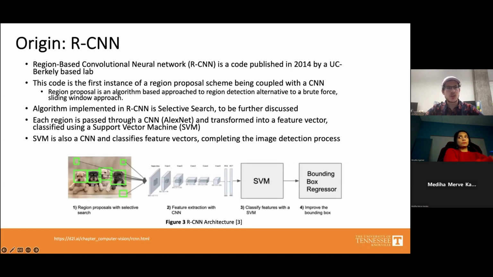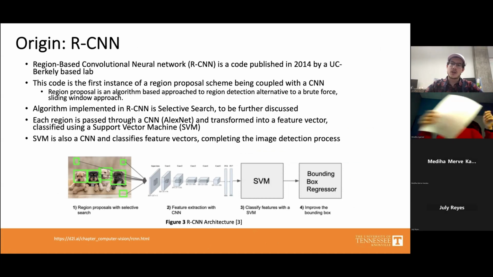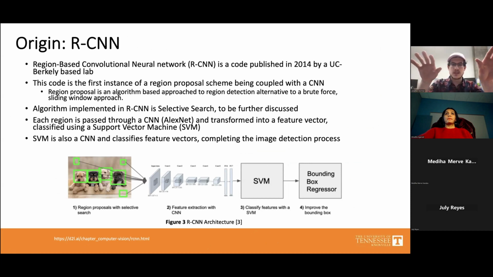So to talk about the origin of this, RCNN is known as region-based convolutional neural network, hence RCNN. It was a code published in 2014 by a UC Berkeley lab. This code is essentially revolutionary as far as image recognition goes. This was the first time that a region selection proposal was actually coupled with a convolutional neural network. Previously, you could do object detection, and then you might have to manually identify the bounding box with each object. This was the first instance where it was ever properly coupled.